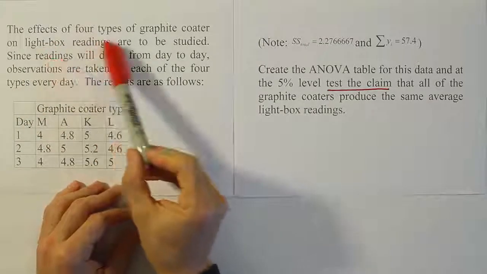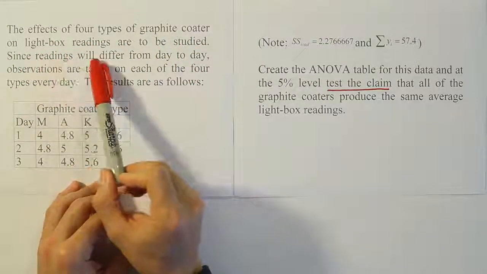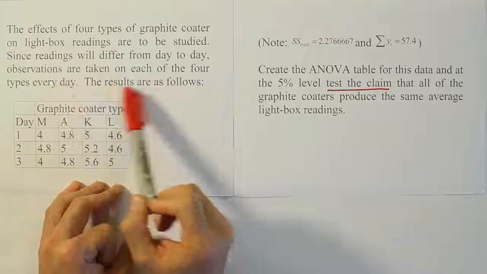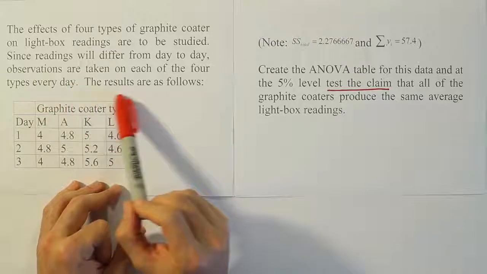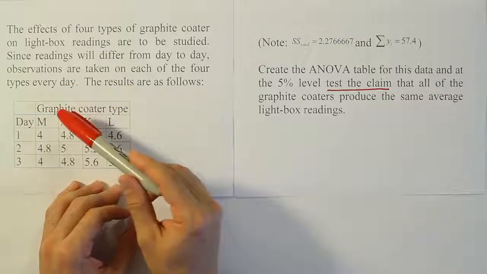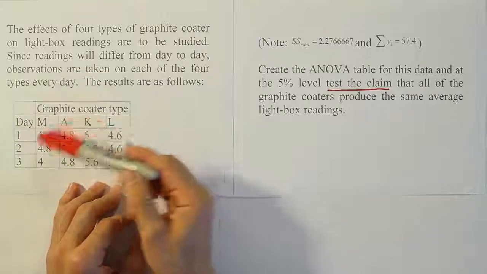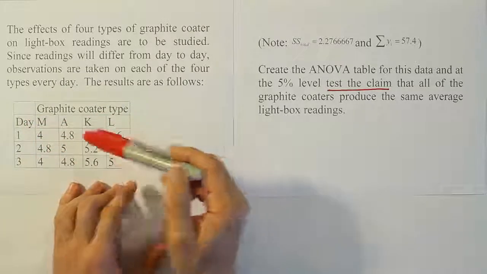The effects of 4 types of graphite coder on light box readings are to be studied. Since readings will differ from day to day, observations are taken on each of the 4 types every day. The results are as follows. So we have the graphite coder types, and we have the days. So they're using days here as blocks. I'll explain why that's true in a moment.